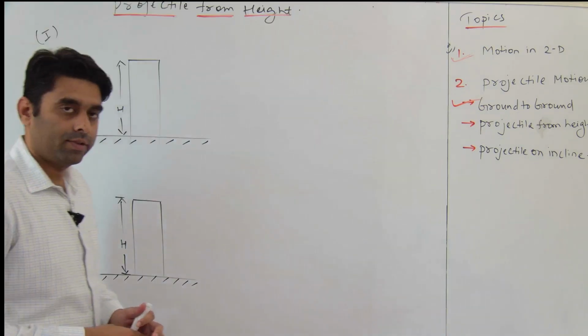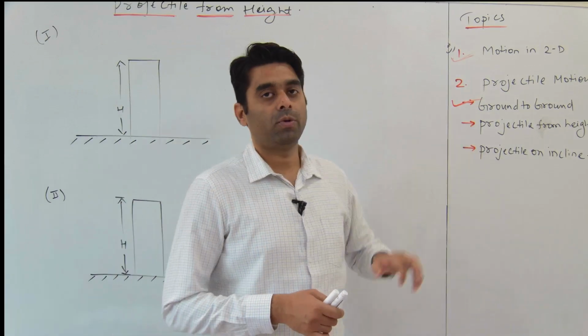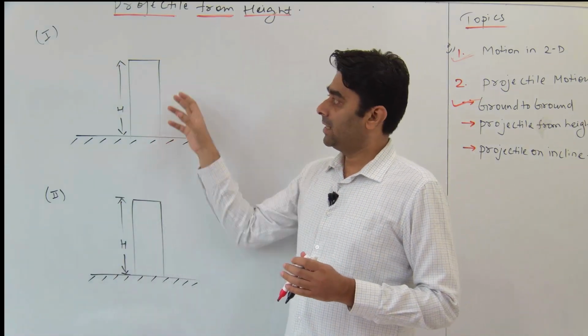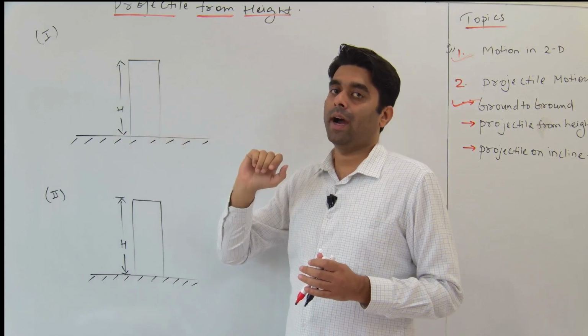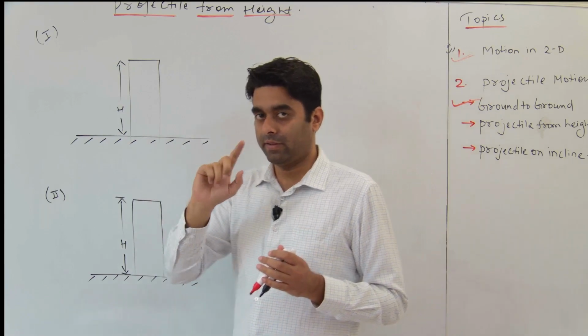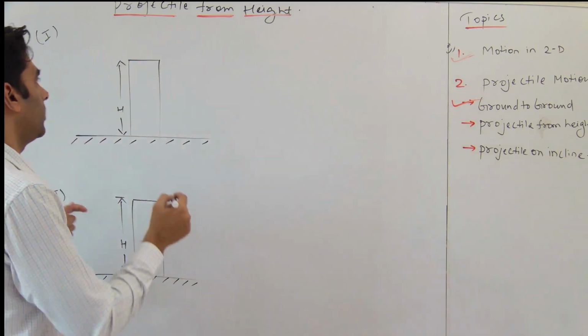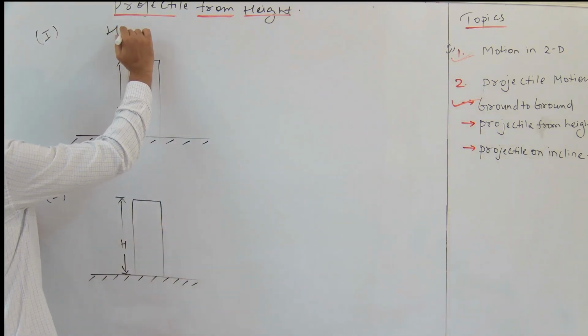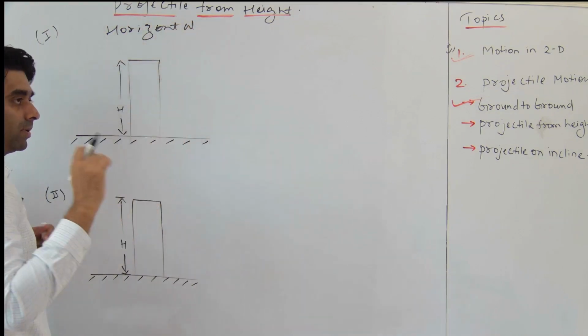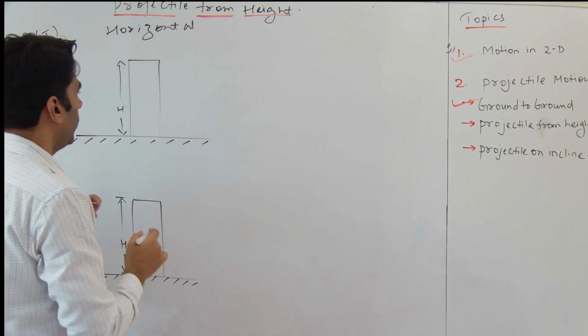So let us see. The next thing that we are discussing is projectile from height. Now projectile from height, what are we talking about? Let's say that a particle is thrown from a height h. Over here we'll see different cases. The first case that we are talking about is that it is thrown horizontally. Sometimes it is also termed as horizontal projectile, right? So what do we mean by that?